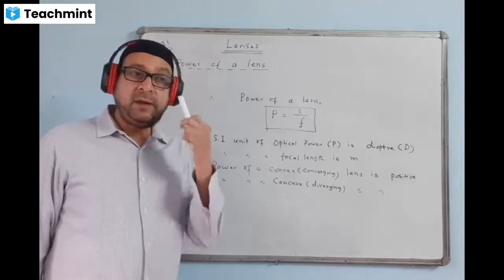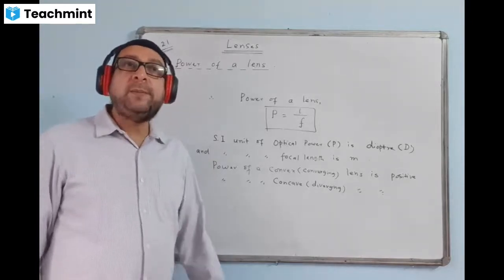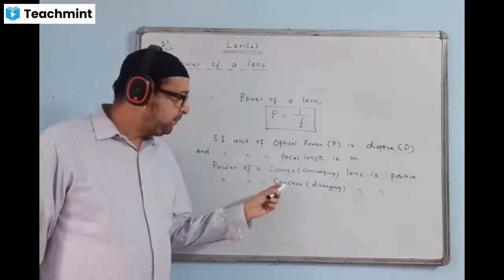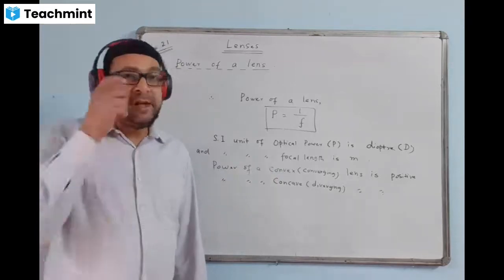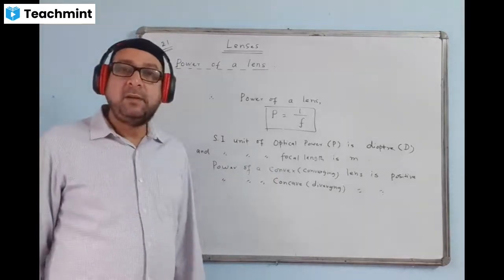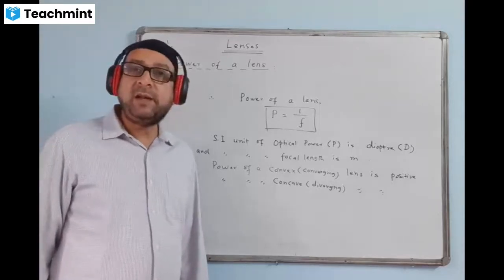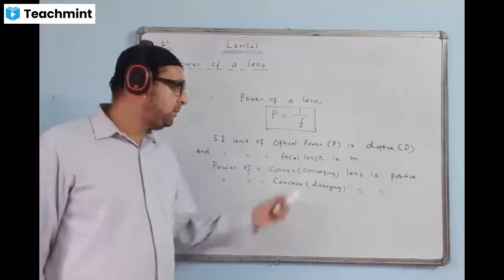That means we are using concave lens. And old people usually use convex lens, thick glass. So that will have positive power. That means they use convex lens. This type.